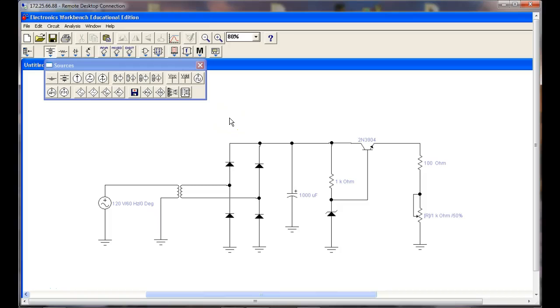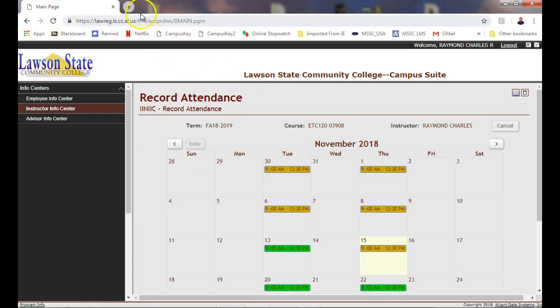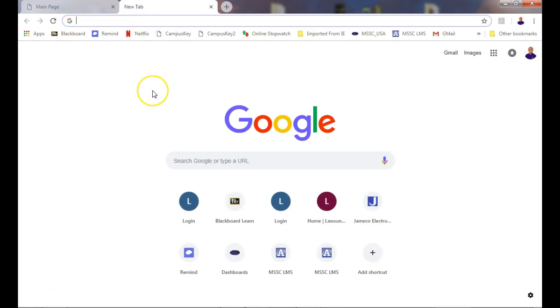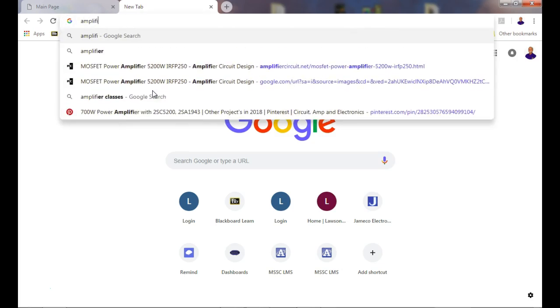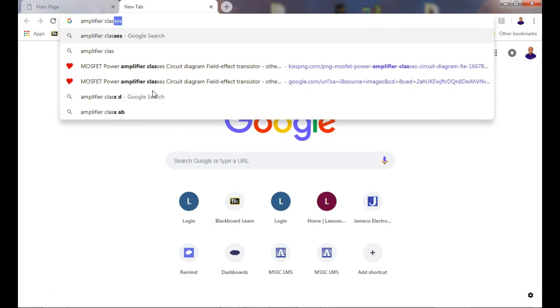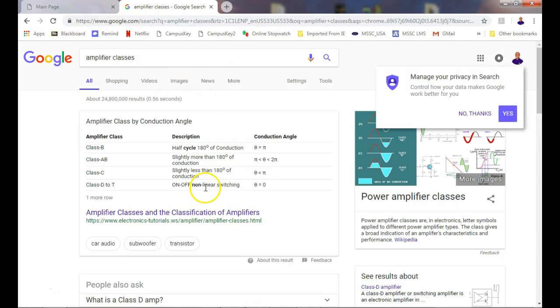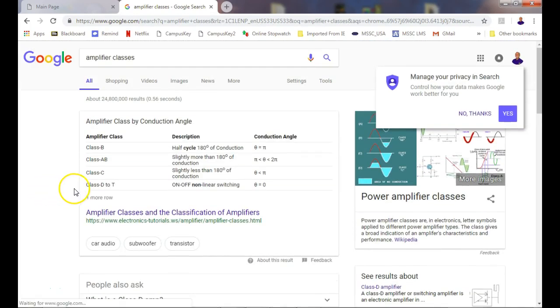I'll give you all a handout today about the different types of amplifiers we have. They're called class amplifiers, and you can do all types of research on this. In fact, that's one of the things I should do: set up an assignment where y'all can go out and research amplifier classes. And then they'll come up here and tell you the different classes we have.